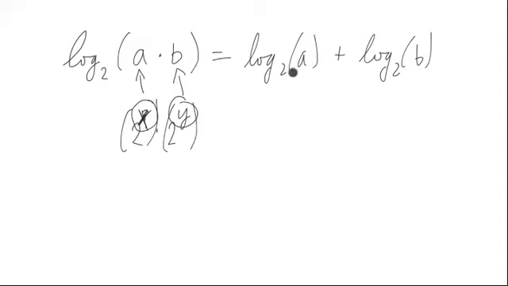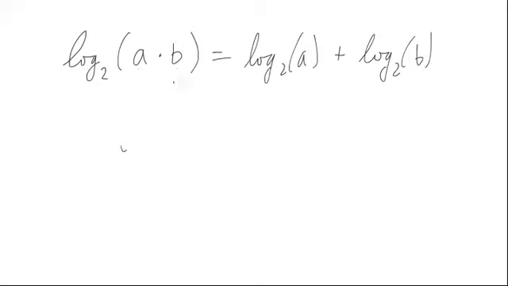So really, it's just a statement of exponents. The exponent that 2 needs to get to a plus the exponent that 2 needs to get to b is equal to the exponent that 2 needs to get to a times b, because exponents add across. So this property is nothing more than just thinking about what's going on in exponents, and thinking about each logarithm as an exponent itself, the exponent to get to whatever's inside of it.